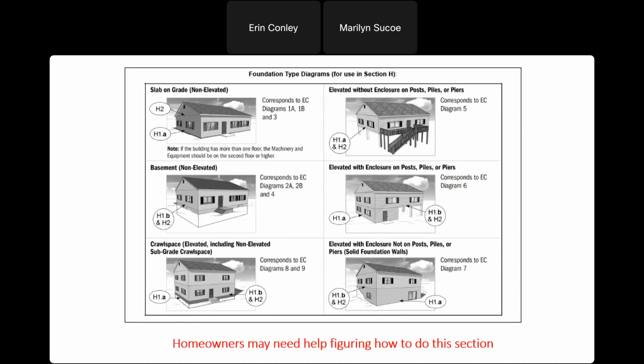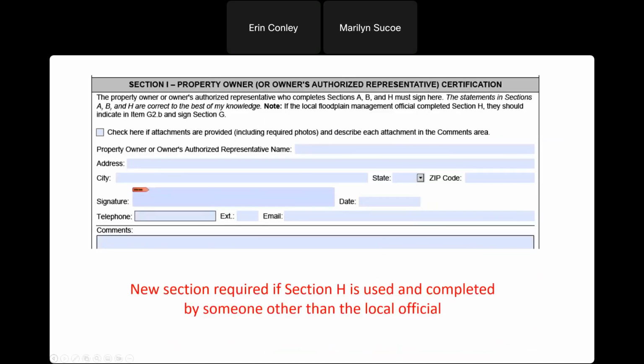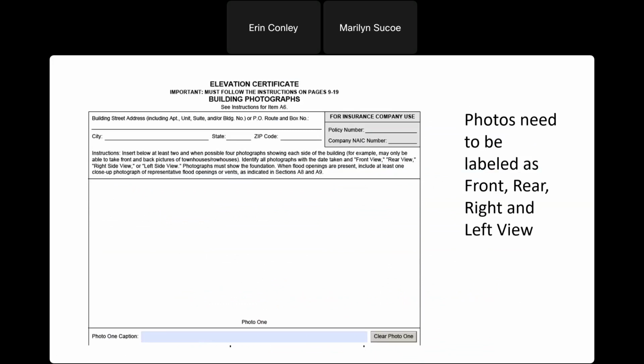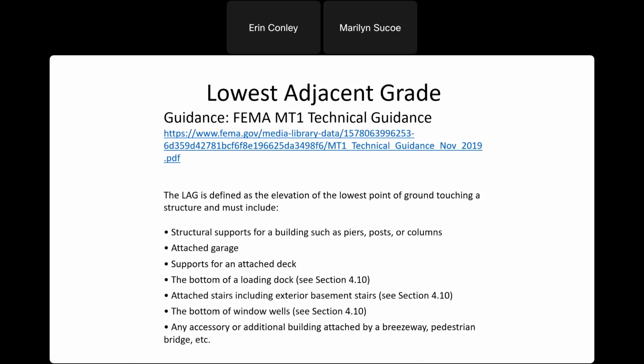Homeowners may need help figuring out these sections. This is the information for Section H, showing them where to take their measurements. This is where they would complete who completed it. We talked about 4 photos, front, rear, right, and left, and you need to explain that in the captions where these photos are being taken. We talked about this already. The MT1 technical guidance gives you help for knowing where to take the lowest adjacent grade.